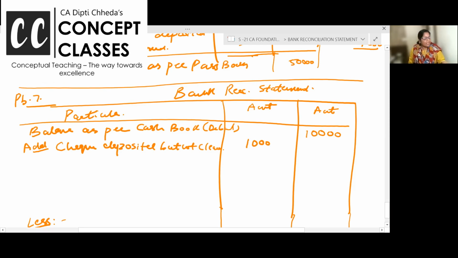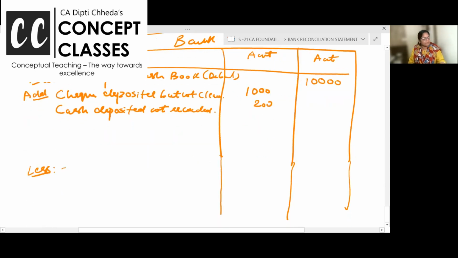Okay, read the second one. Cash deposit of 200 was recorded in the cash book as if there is no bank column. So when you deposit the cash in the bank, it's a contra entry. So bank account you have to debit, but they didn't debit the bank column only. So now if you debit the bank column, what you will do? Add 200. Cash deposited, not recorded.